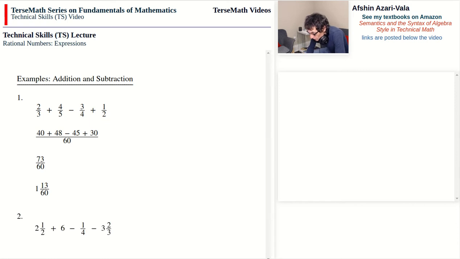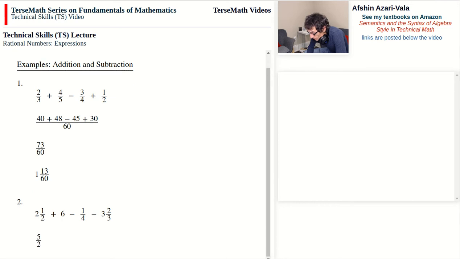Okay, problem number 2. 2 1/2 plus 6 minus 1/4 minus 3 2/3. Now we've got mixed numbers and also natural numbers. I think when you have more than 2 of these entities, there are exceptions, but it's usually easiest, especially if the whole parts of the mixed numbers are small, to convert them to improper fractions and then proceed. So we convert 2 and 1/2 to 5/2. That's 2 times 2, 4, plus 1, 5. And then plus 6 over 1, minus 1/4, minus, and then we have 3 times 3, 9, plus 2, 11.